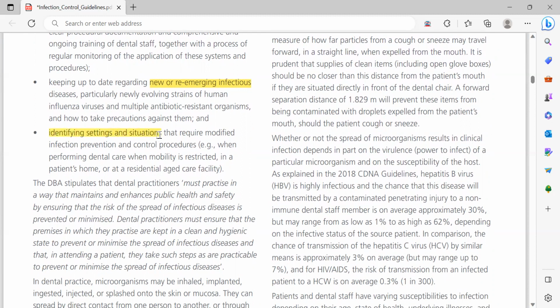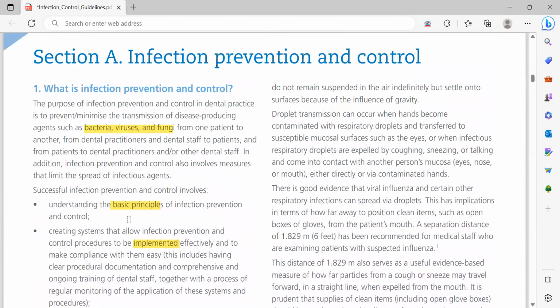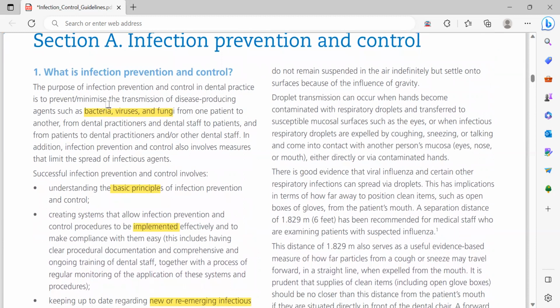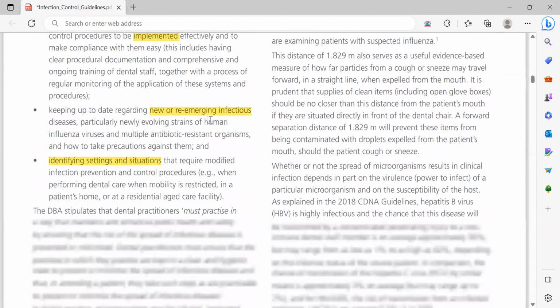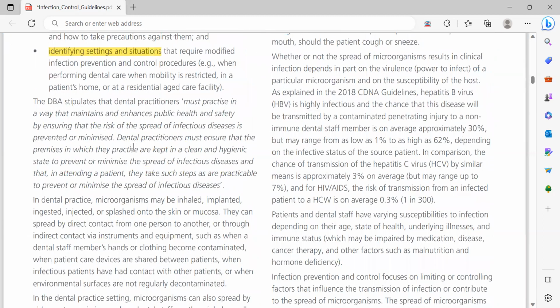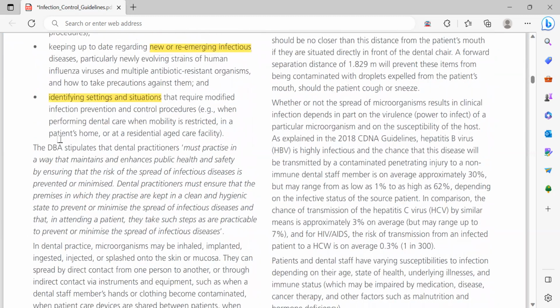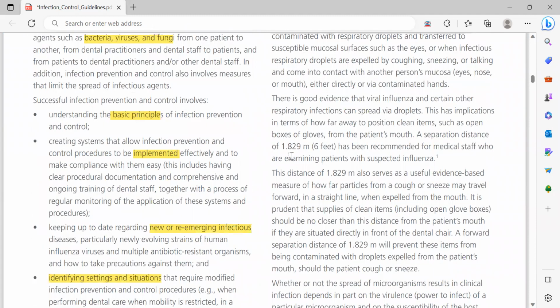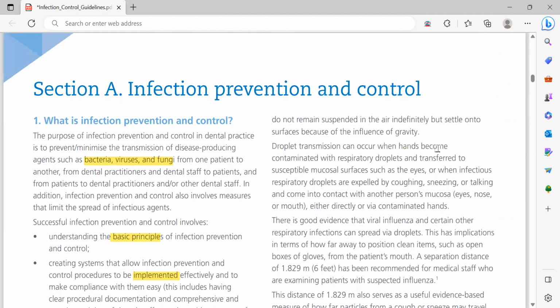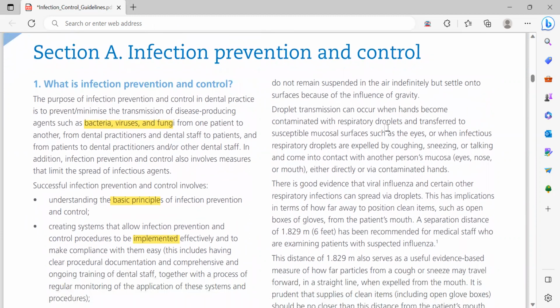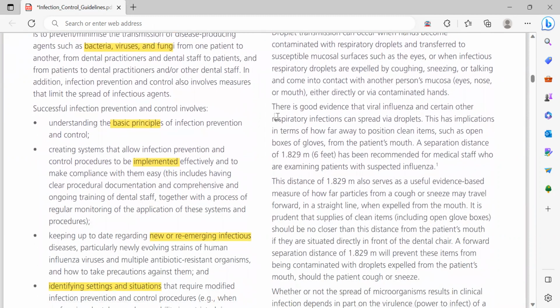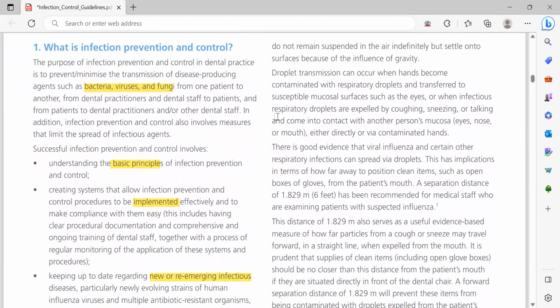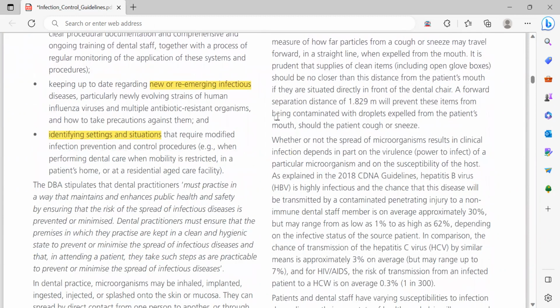These are certain points that you need to make sure to definitely follow for infection prevention and control. In Australia, we follow these guidelines, which are given by the Dental Board of Australia. Okay, so from here, droplet transmission can occur when hands become contaminated with respiratory droplets and transfer to susceptible sites. So there are certain types of infections that can spread, like droplet infection, aerosol infection, or blood transmission infection.